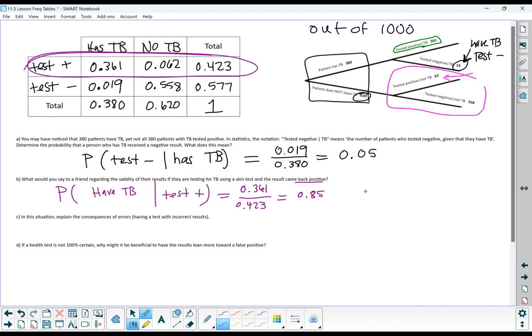So if you get a positive result, there's an 85% likelihood that you have the disease.